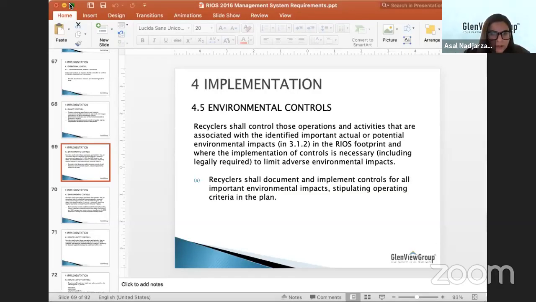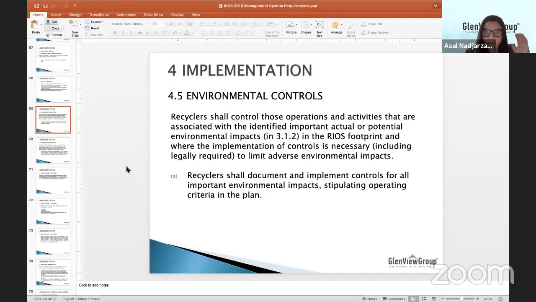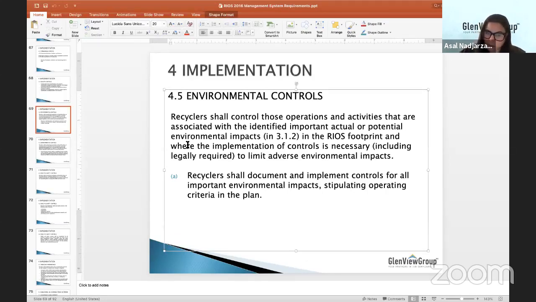Okay. So now we're at section 4.5, where we're going to talk about environmental controls. And the way these are related, like Mike mentioned, is that when you evaluate all the different aspects or potential impacts that your organization's activities have, then you implement controls to reduce or mitigate the risk or reduce the impact if it occurs. A lot of times the organization already has control measures in place. But here's a requirement with regards to environmental controls.